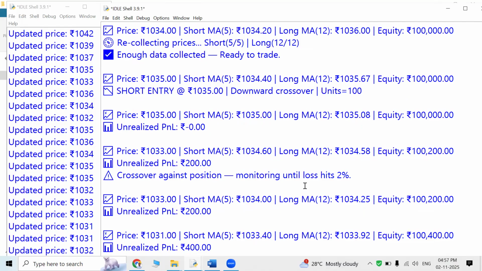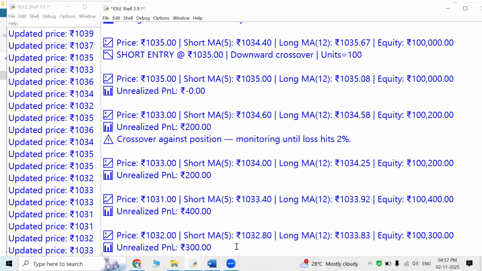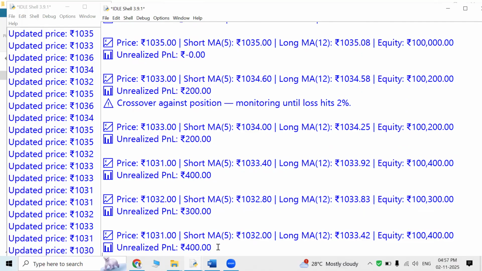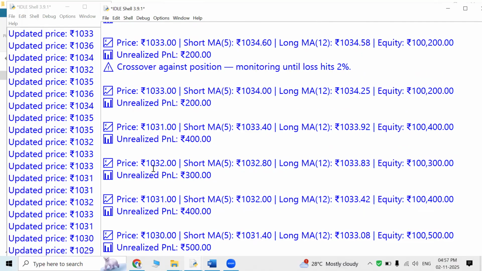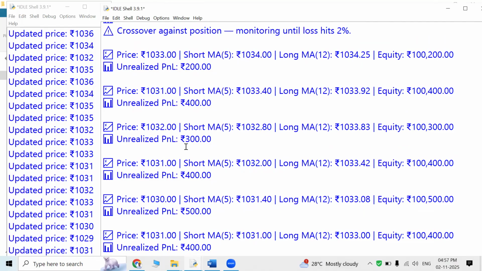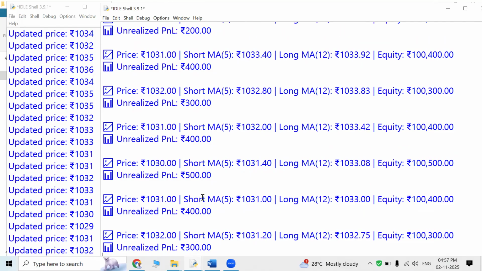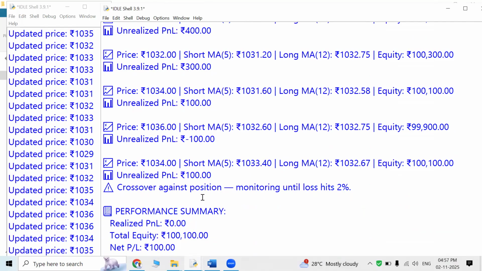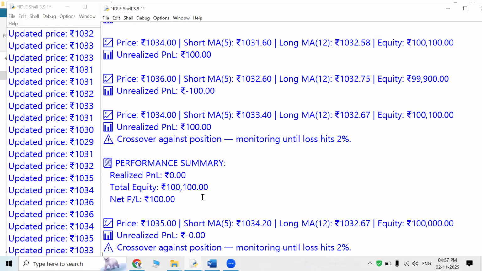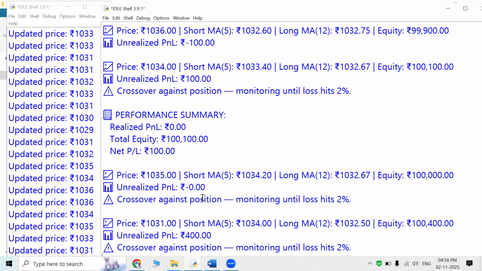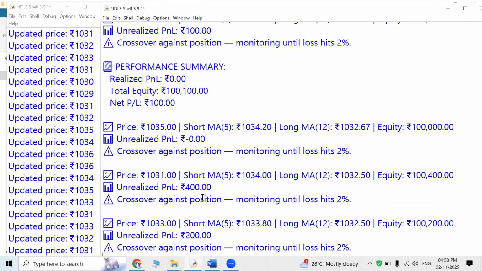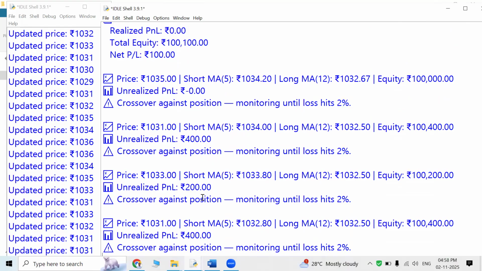Okay, so now the algo is in profit, so it keeps on running. We entered the trade below this value. If the price goes up, then we will have the profit. I think 1035 is the price where we entered. Okay, now after 100 seconds it monitors the actual PNL. Now it is against us again. We are waiting for either 2% of the loss or 1% of the profit.